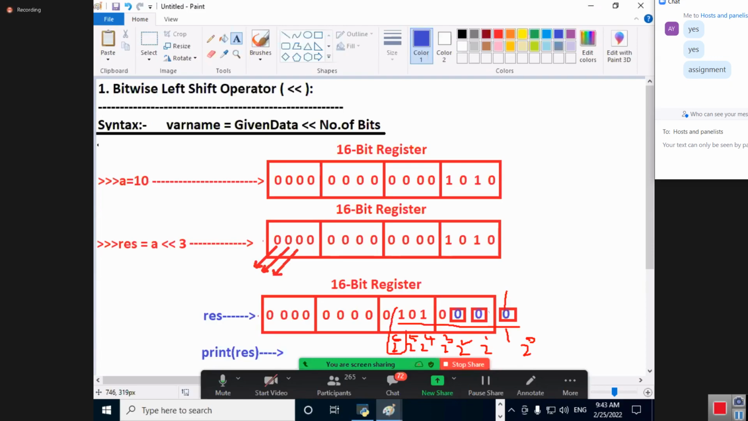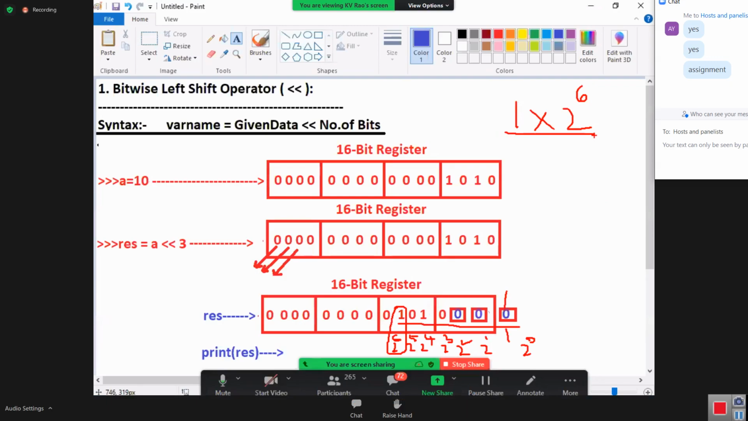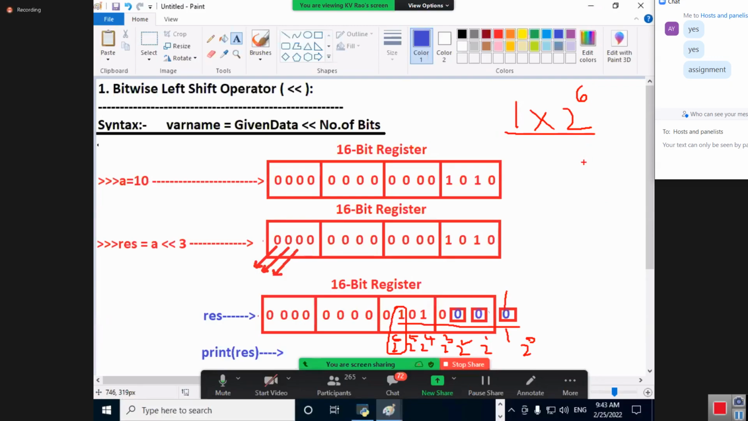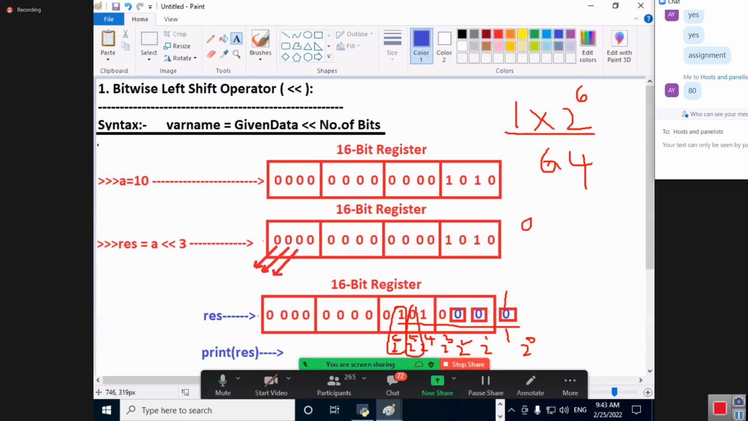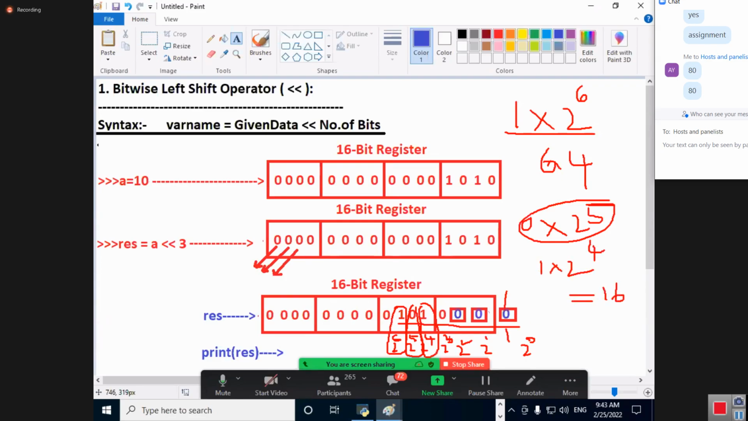1 into 2 to the power of 6. What is this result? 1 into 2 to the power of 6 is called 1, my dear students. 1 into 2 to the power of 6, how much? 2 into 2, 6 times, was 64. 64 plus 0 into 2 to the power of 5, that is 0. 1 into 2 to the power of 4 is 16. And the next 0 into 2 cube, 0 into 2 square, 0 into 2 to the power of 1.